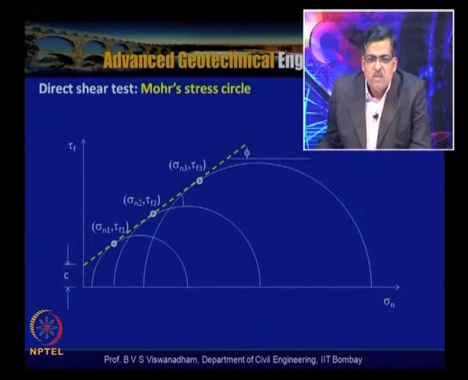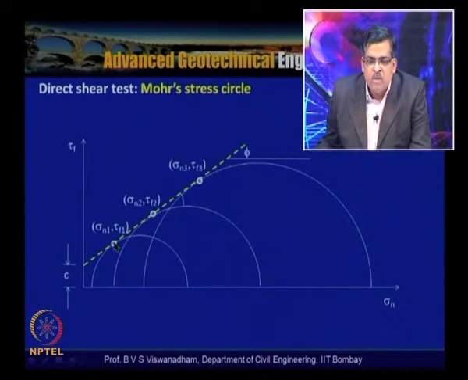So for sigma n1, tau f1 is the failure shear stress, for sigma n2, tau f2 is the failure shear stress, and for sigma n3, tau f3. The dotted line shown is the failure envelope. Now, by dropping a perpendicular to the sigma axis from the failure envelope, we can locate the center of the Mohr circle, and with this as a center, if we draw a Mohr circle, we will be able to locate the major principal stress and minor principal stress.